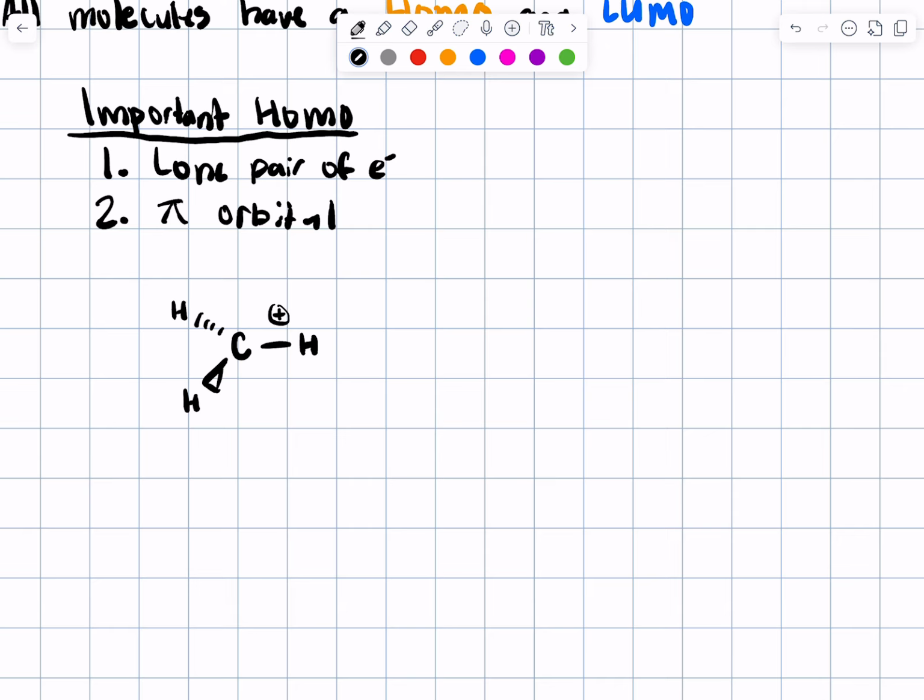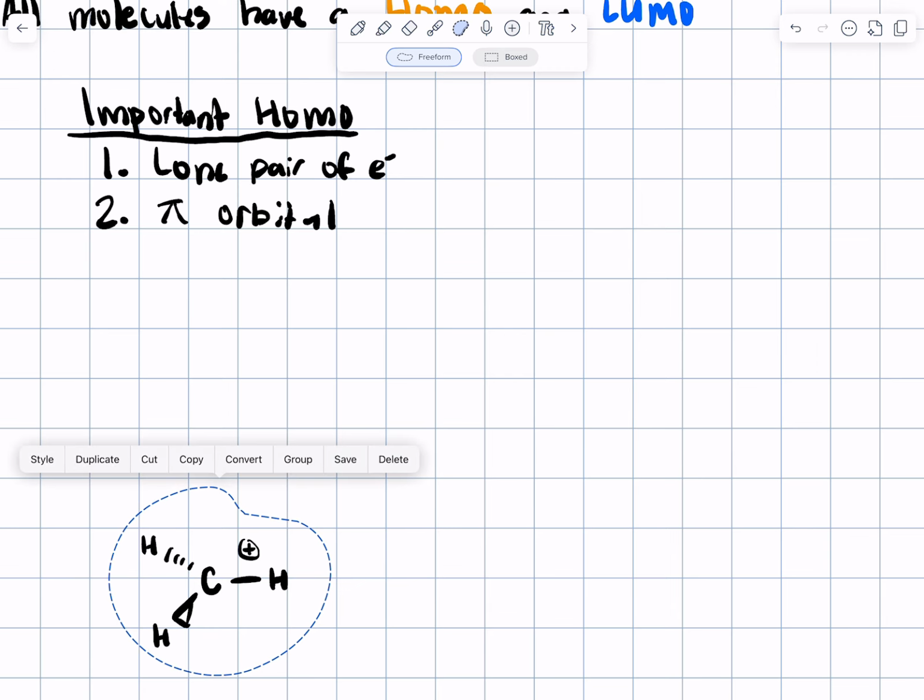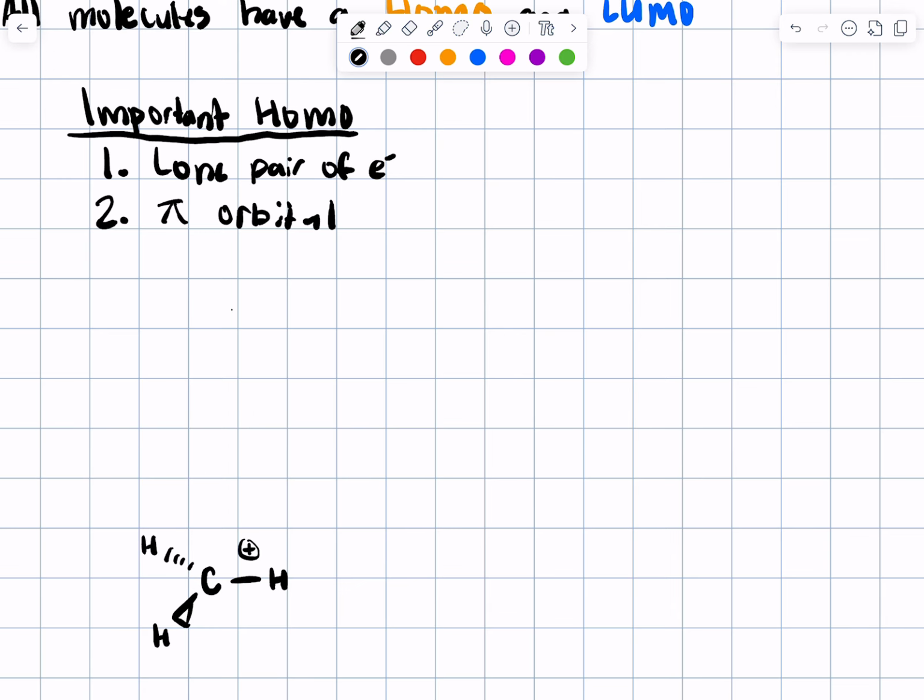Yeah? Hi. If you have all sigma bonds in a molecule and no pi bonds, would the HOMO be a sigma star or the potential for a pi bond? Good question. So if I have a molecule that only has sigma orbitals, something like methane, let's look at that. So CH4.